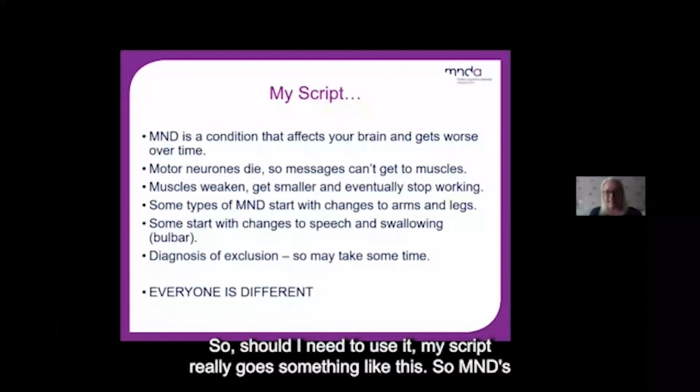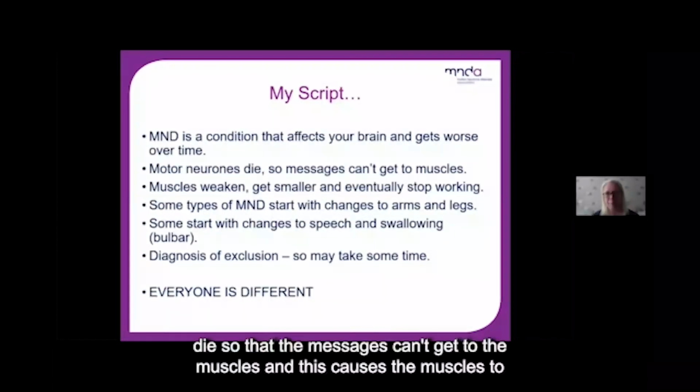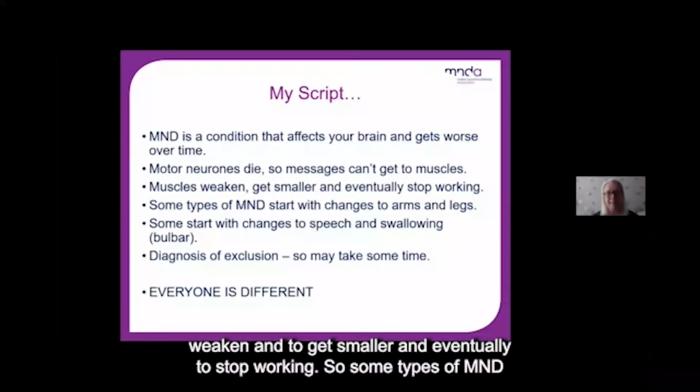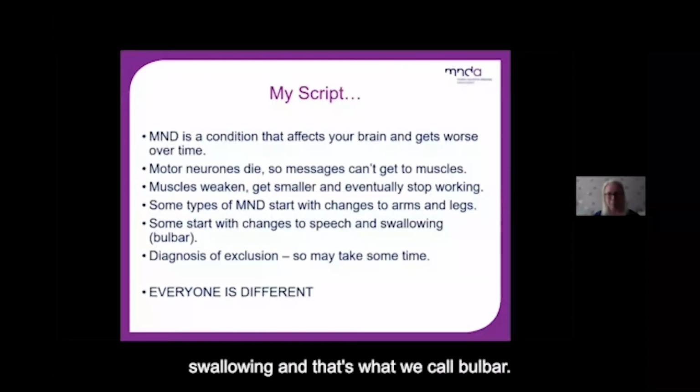So, should I need to use it, my script really goes something like this. MND is a condition that affects your brain and gets worse over time. The motor neurons die so that the messages can't get to the muscles, and this causes the muscles to weaken and to get smaller and eventually to stop working. Some types of MND start with changes to the arms and legs, and some start with changes to speech and swallowing, and that's what we call bulbar.